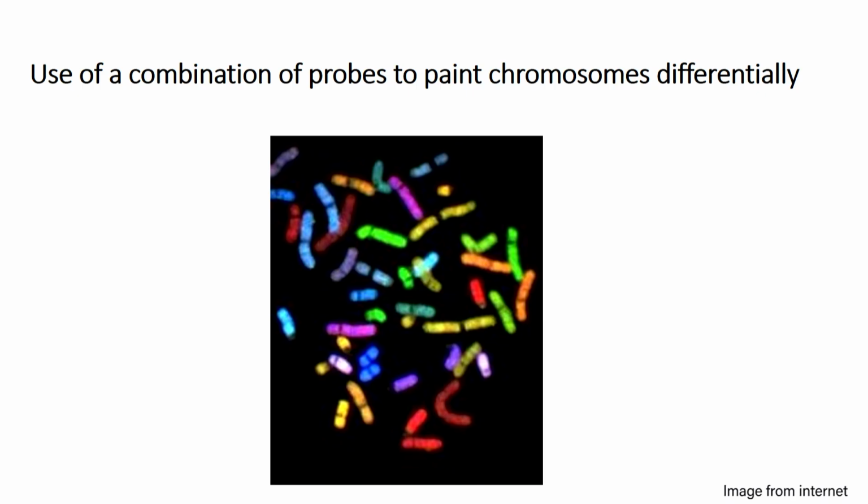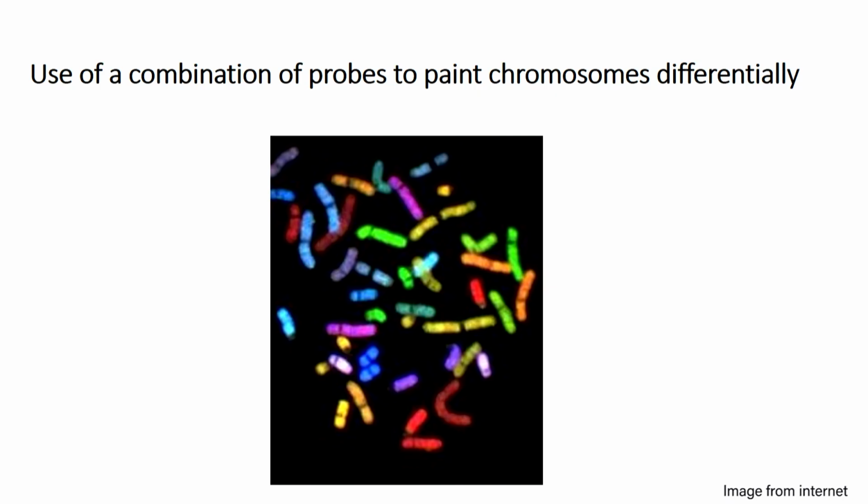That means you have to have a specific probe that can hybridize with a particular chromosome, another specific probe that can hybridize with another specific chromosome, and each probe will have a different fluorochrome with it. One will fluoresce pink, another yellow, another red, another green, and so on. This way you can paint the different chromosomes, and identification now becomes easy.